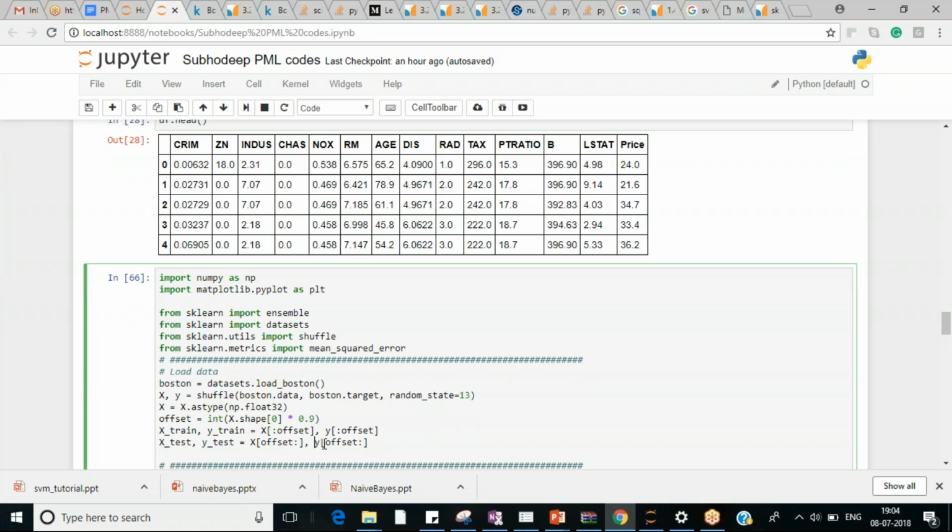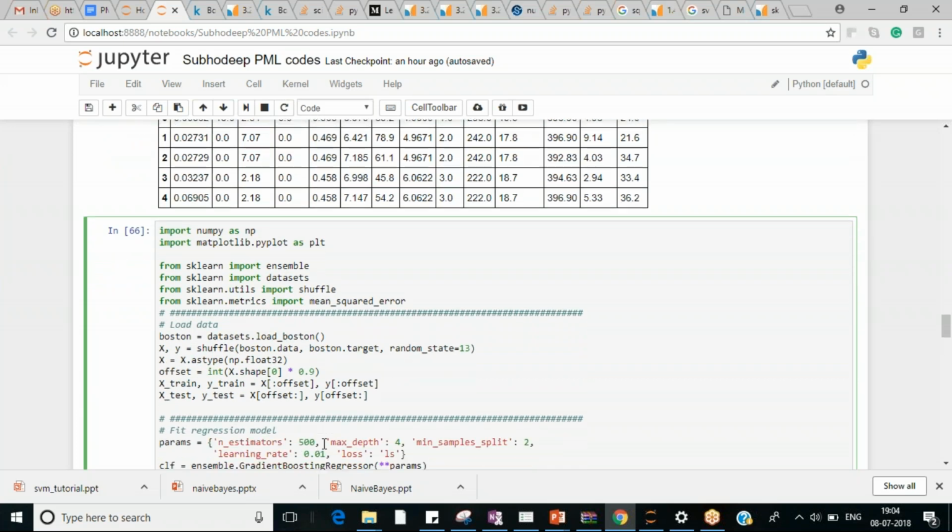Then what I do is I take the parameters of the boosting. So n estimators is the number of trees that we want to build. Max depth we also know. Minimum sample split you also know. I mean, how many samples should be there in a node so as to go ahead with the splitting. Now this is called learning rate.